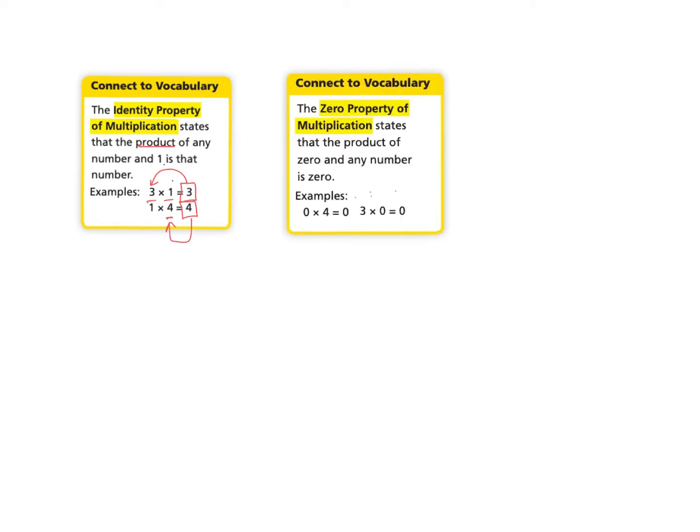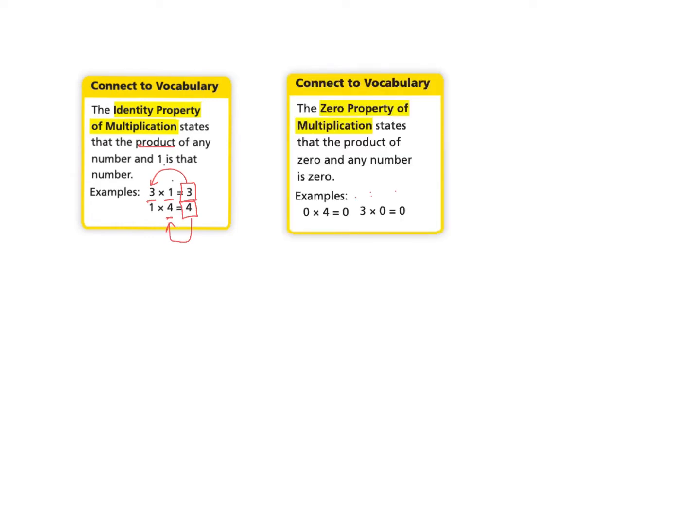So here we have the number 3 multiplied by 1, and the product is going to be that number that was multiplied by 1. And then they have another example here that 1 multiplied by 4 is going to be the product 4, which is the number that was multiplied by 1.